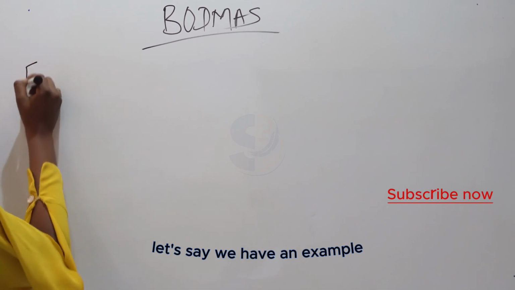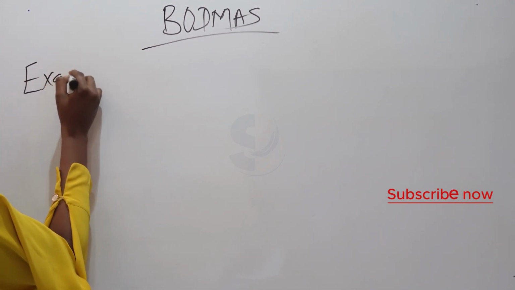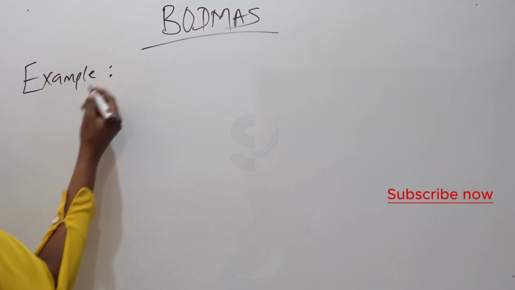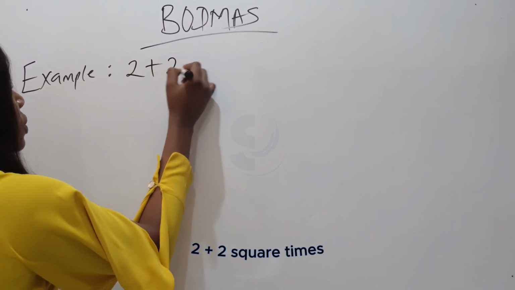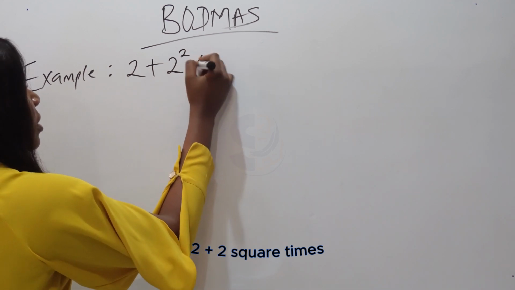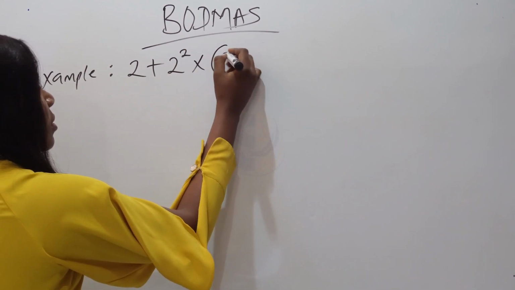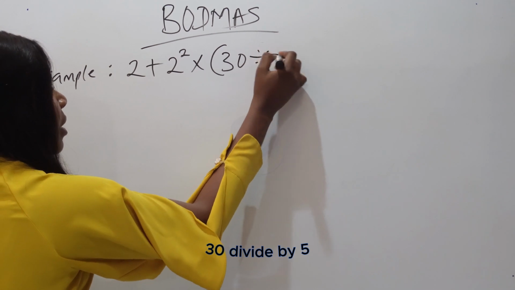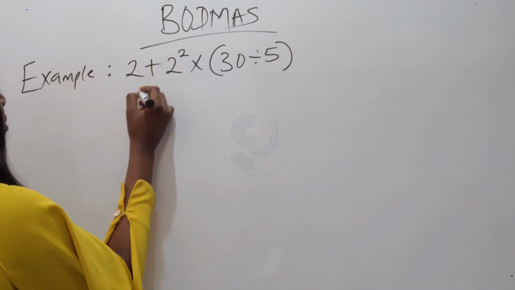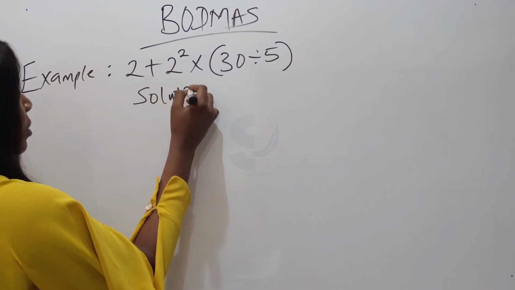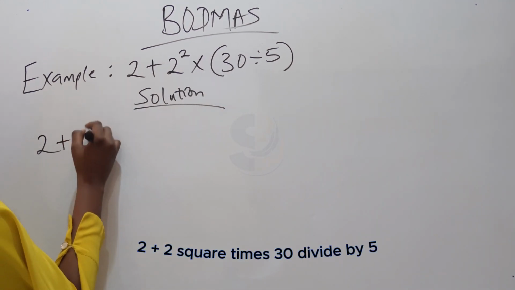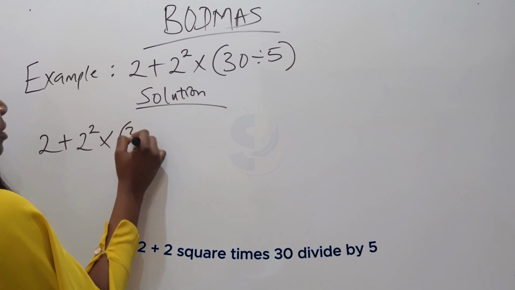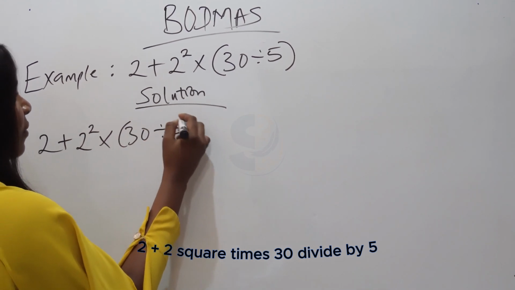Let's say we have an example: 2 plus 2 squared times 30 divided by 5. Solution: 2 plus 2 squared times 30 divided by 5.